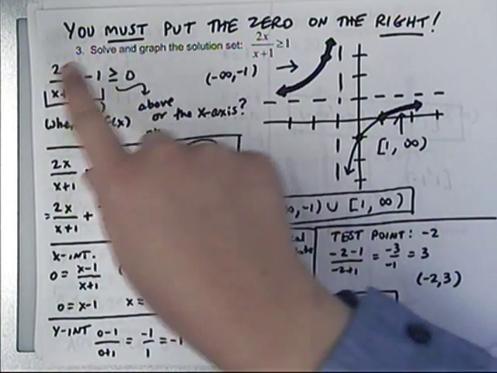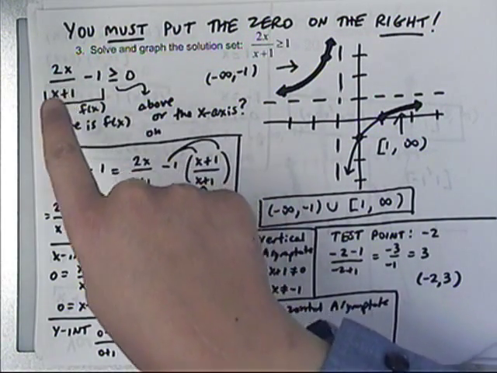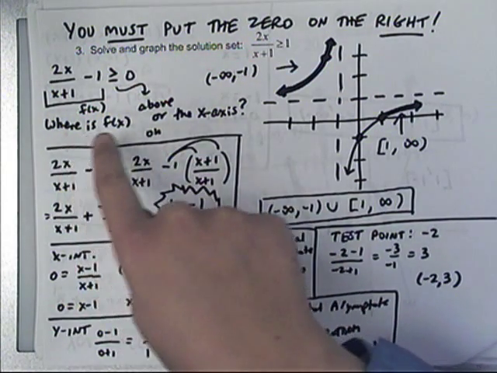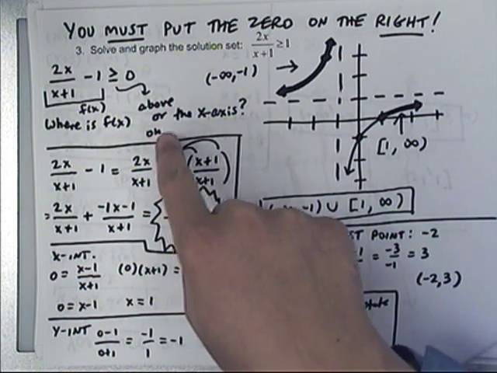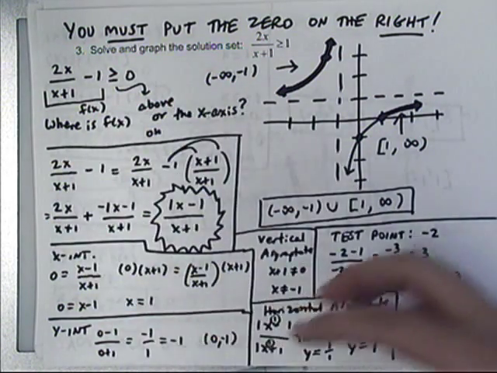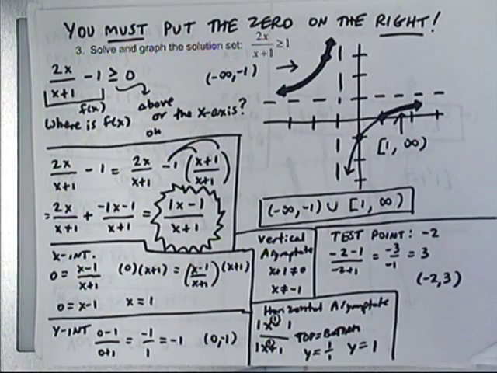So what is the question that this statement is making? Basically, this is saying, where is f of x greater than or equal to 0? So basically that's saying, where is this function above or on the x-axis? So once I state that question, now all the rest of this work is trying to answer that question.